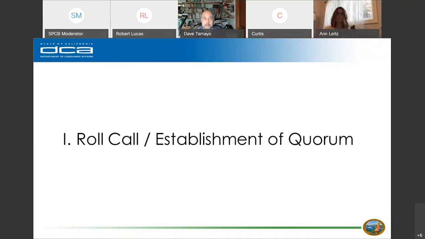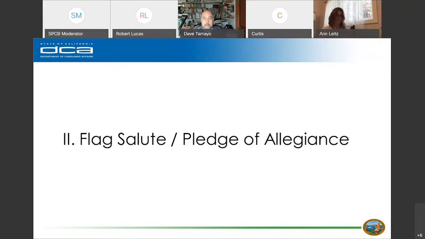At this time, the flag salute. I pledge allegiance to the flag of the United States of America and to the republic for which it stands, one nation, under God, indivisible, with liberty and justice for all.